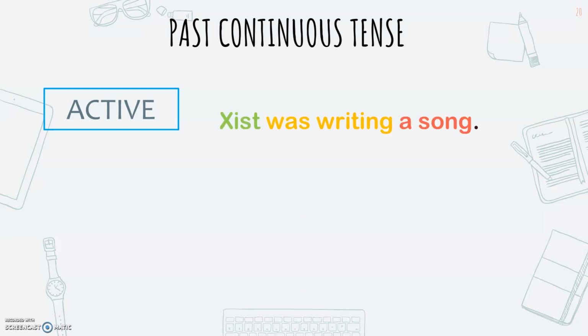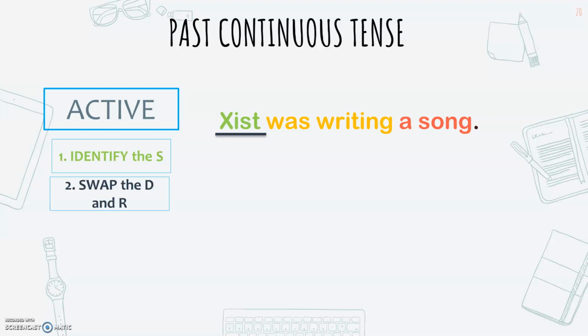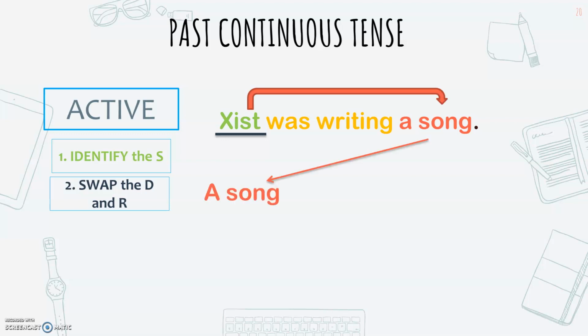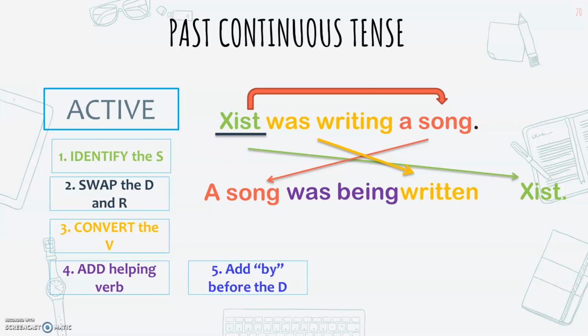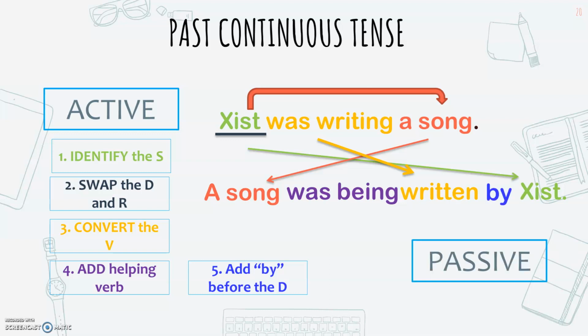For past continuous tense, Sist was writing a song. Identify the subject, Sist. Swap the doer and the receiver. A song will be our subject now. Sist will remain the same. Then let's convert the verb. Writing will become written. Then add helping verb was being. Add the preposition by before the doer. A song was being written by Sist.